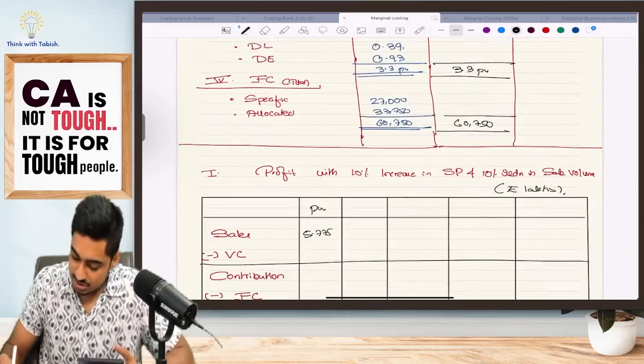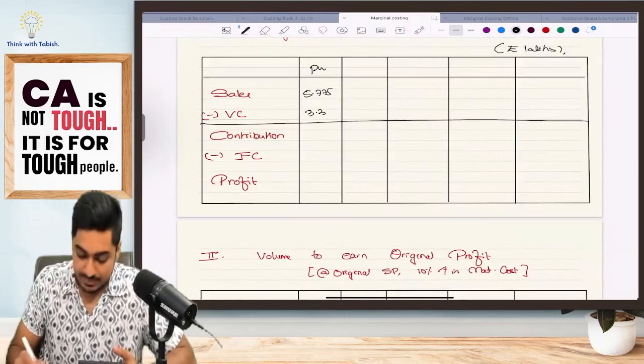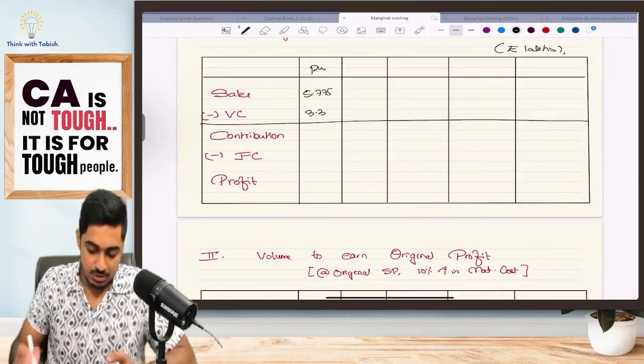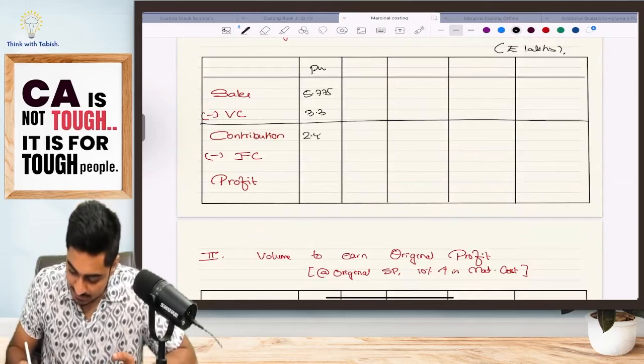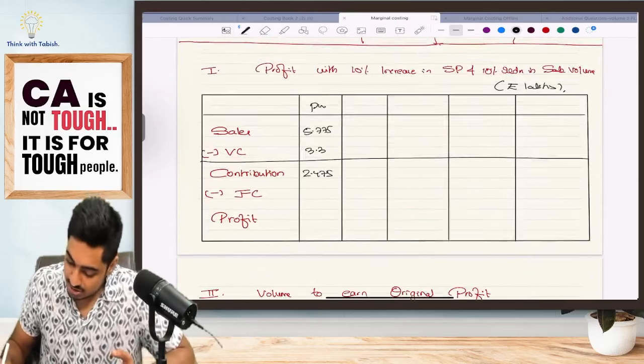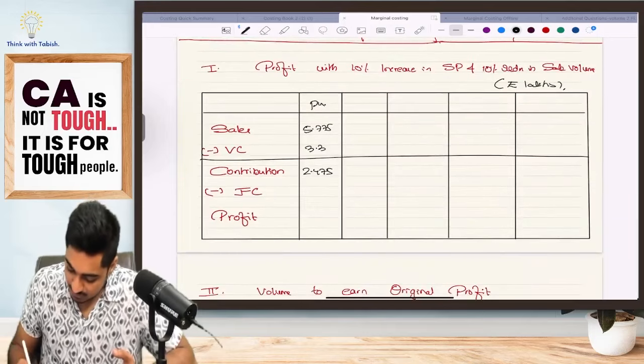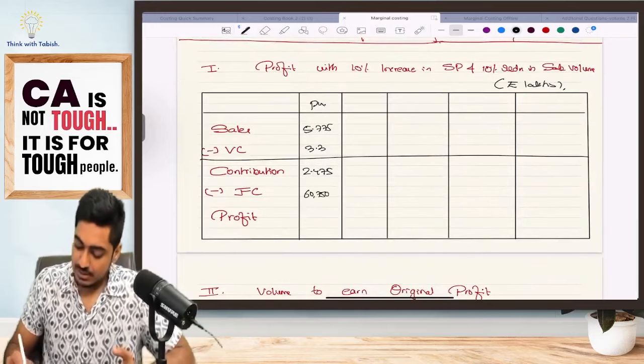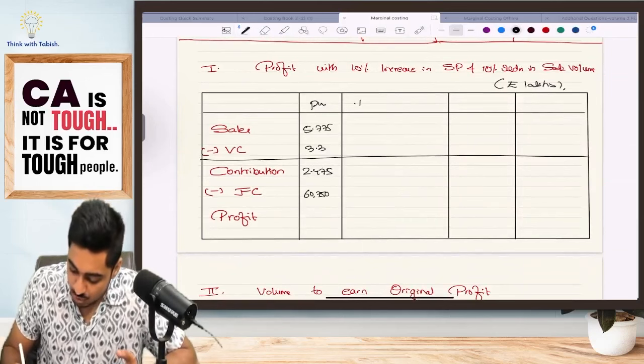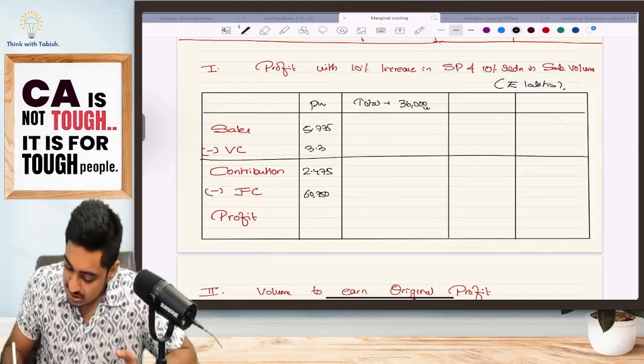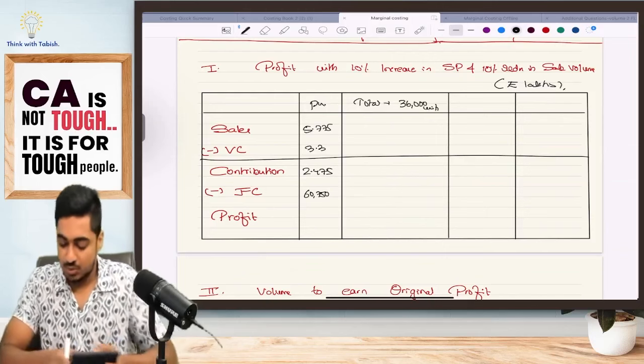Okay. Variable cost is going to be the same, only 3.3. That means how much is my contribution? 2.475. What is going to be the fixed cost? It is going to be the same, only 60,750. Now pay attention. Total how much quantity am I selling, students, right now? 36,000 units. Yes or no, everyone? Yes, sir.